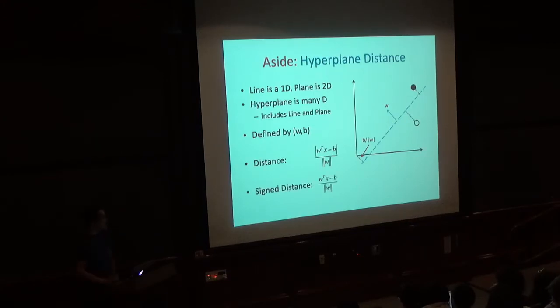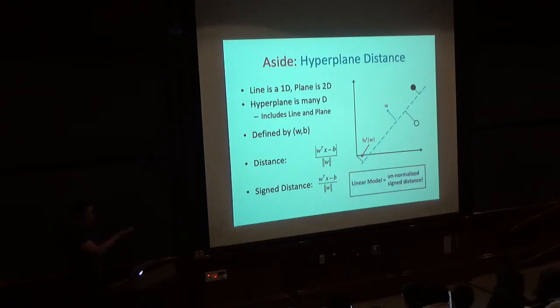We can also think about the signed distance. If this is the normal of the hyperplane, then this is the positive face, and this is the negative face of the hyperplane, let's say. So we can talk about signed distance. If this number is 0, it's exactly on the hyperplane. If it's a large positive number, it's on this side of the hyperplane. If it's a large negative number, it's on this side of the hyperplane.